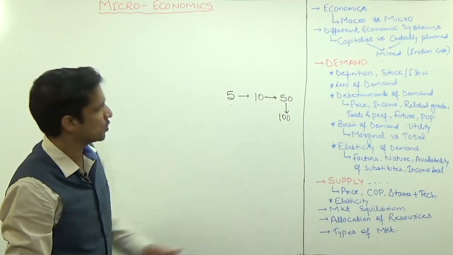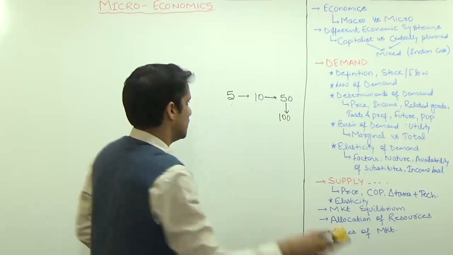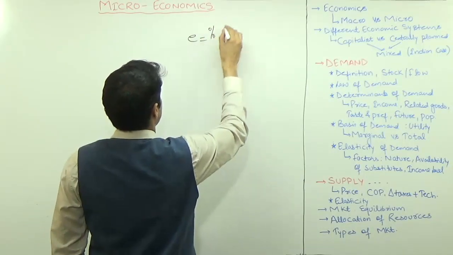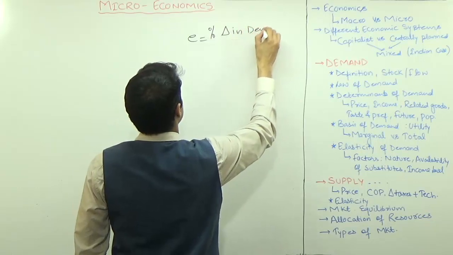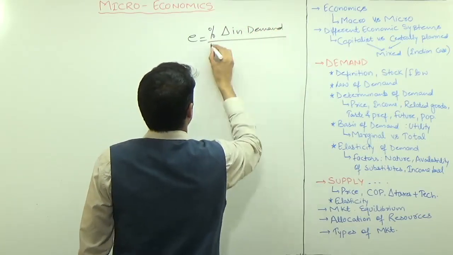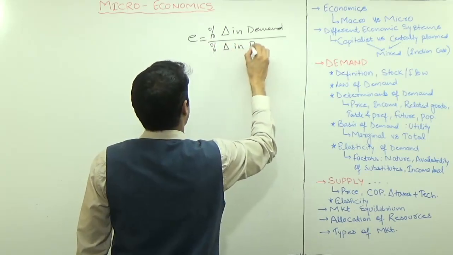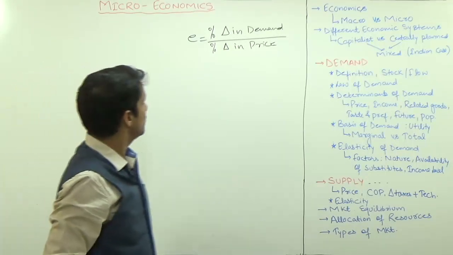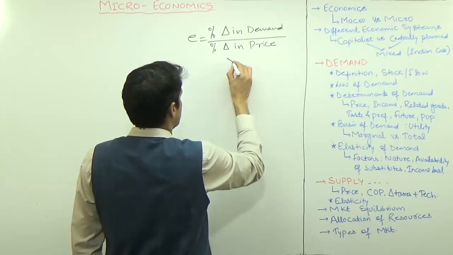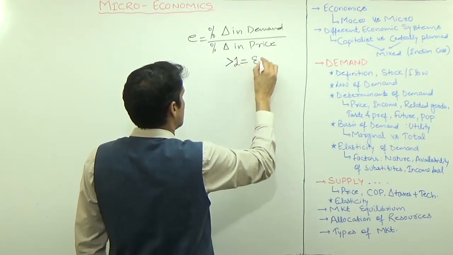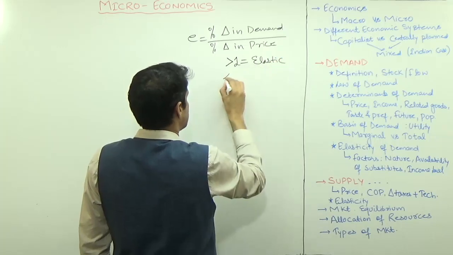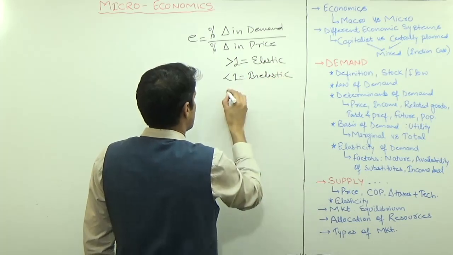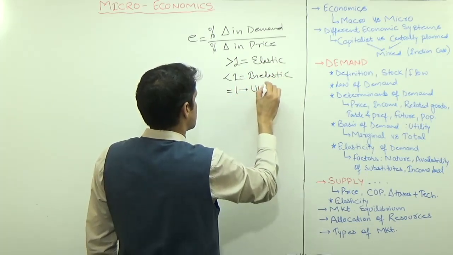So the responsiveness to the change in price is known as elasticity, or we can say E equals percentage change in demand upon percentage change in price. How price is changing, its effect on the demand, and their division is known as elasticity. If E is more than 1, it is known as elastic. If E is less than 1, it is known as inelastic. And if E is equal to 1, then it is known as unit elastic.